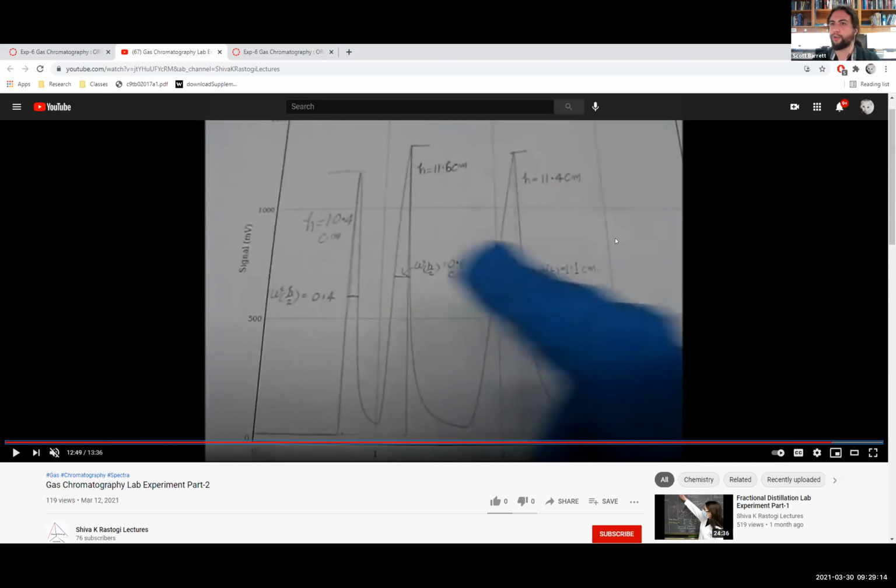So then you do your multiplication, multiply the two, divide by 2, you get the area of your first peak, then you add it to the area of your second peak, add it to the area of your third peak, then you have your total area of composition, right?